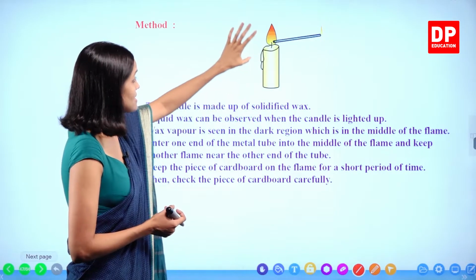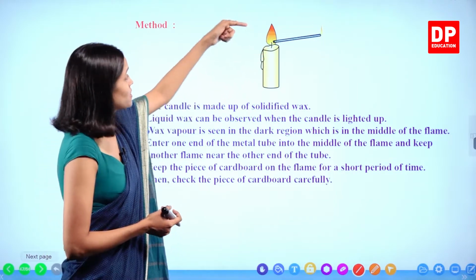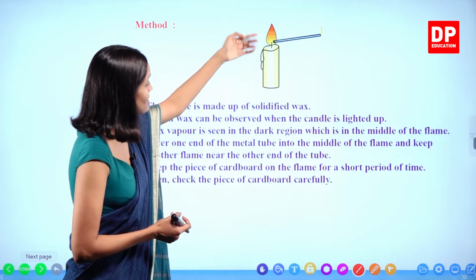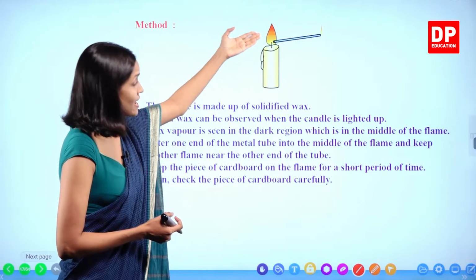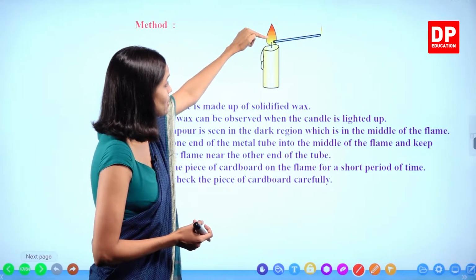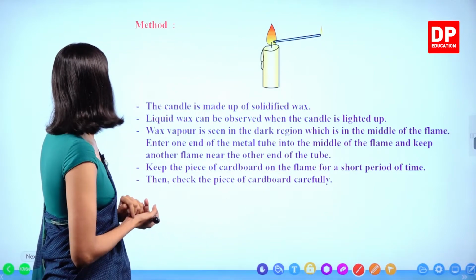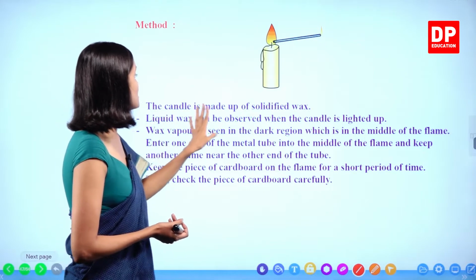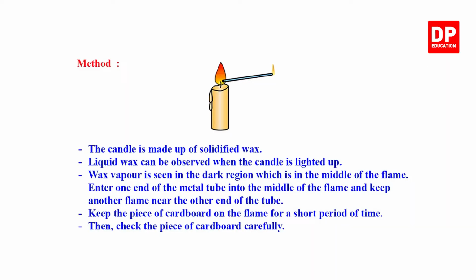Now we can't clearly see the wax vapor, but what will happen when we light the candle? The wax vapor acts as the fuel and therefore it burns here like this in the middle of the flame. Okay? So wax vapor is seen in the dark region which is in the middle of the flame. Right? We'll label these things first. This is solid wax, liquid wax, and gaseous wax present here. And this is the metal tube.